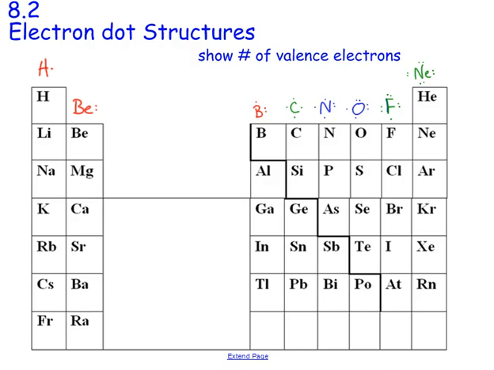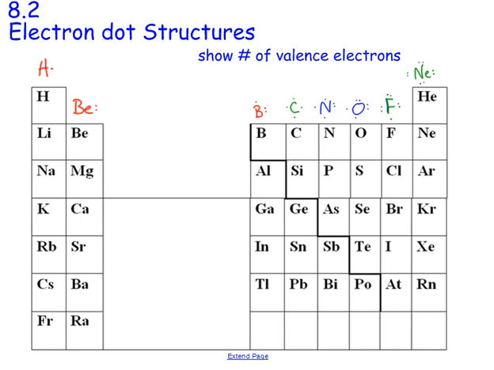This video lecture is meant to cover the information in Chapter 8, Section 2, where we will be using electron dot structures to create what are called Lewis structures, and from that we will be able to determine molecular shapes.